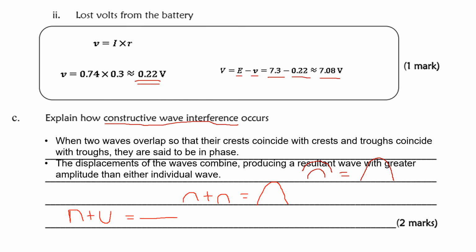So the displacement of this wave and this one here are going to combine to produce a resultant wave, this one, with greater amplitude than either of the individual waves.